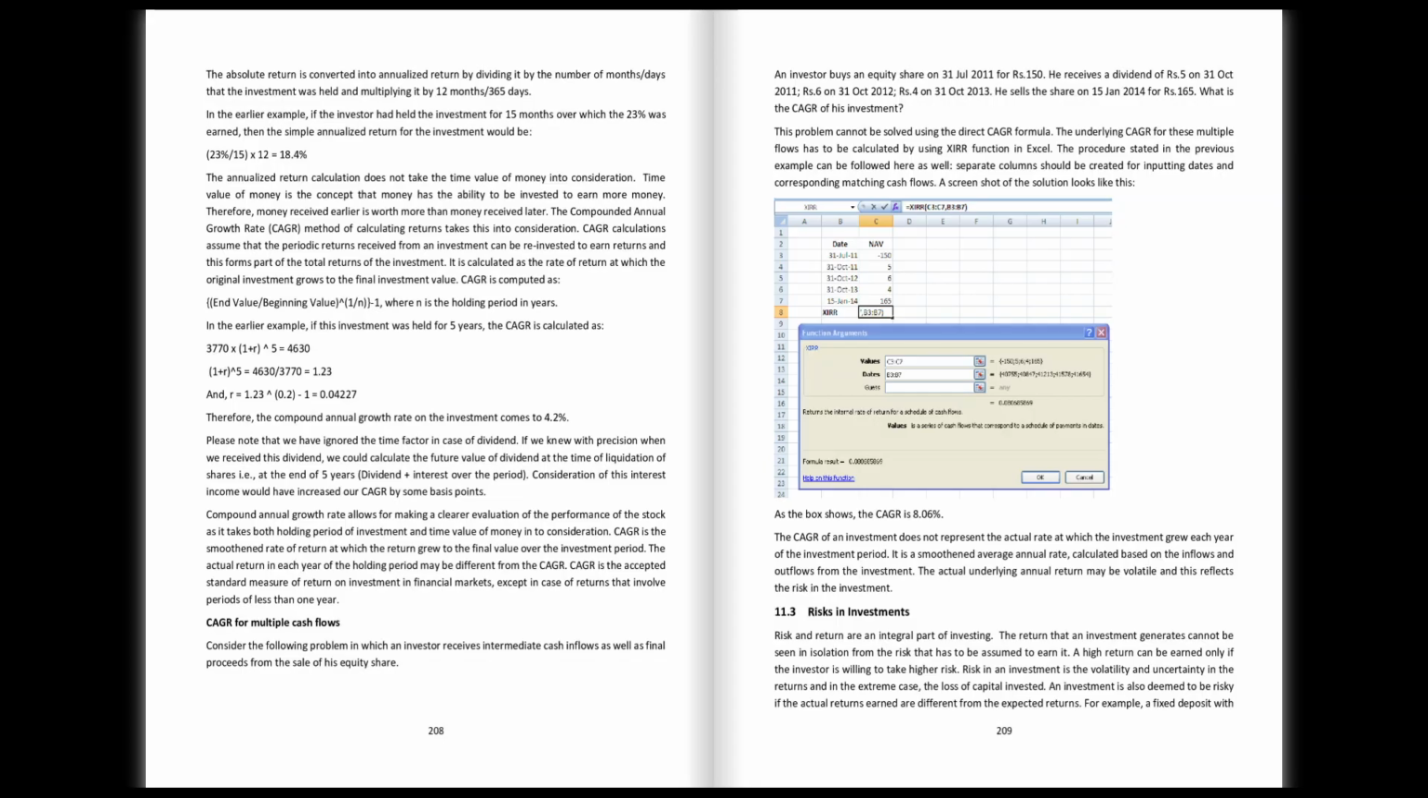Risks in investments. Risk and return are an integral part of investing. The return that an investment generates cannot be seen in isolation from the risk that has to be assumed to earn it. A high return can be earned only if the investor is willing to take higher risk. Risk in an investment is the volatility and uncertainty in the returns, and in the extreme case, the loss of capital invested.